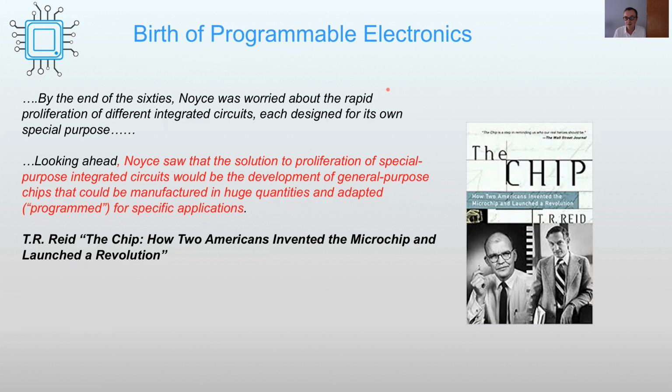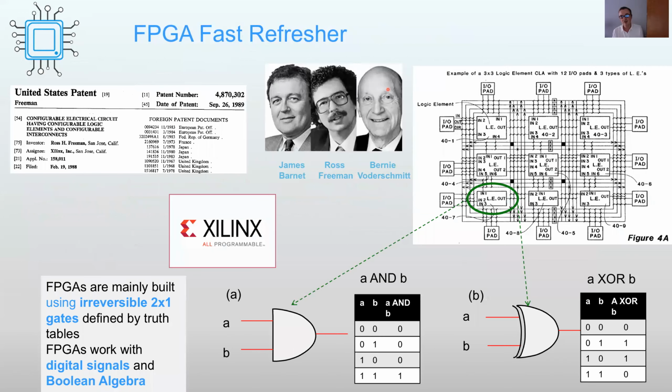Interestingly, Intel was the company that developed the first microprocessors, but later on, there was another programmable processing element, which has also been very successful, that is the field programmable gate array. As you see here, it is an array of computing logic elements. Each of them is made of a set of irreversible electronic logic gates, 2 by 1, and they work on digital signals, and they are based on Boolean algebra, and they have been extremely successful.